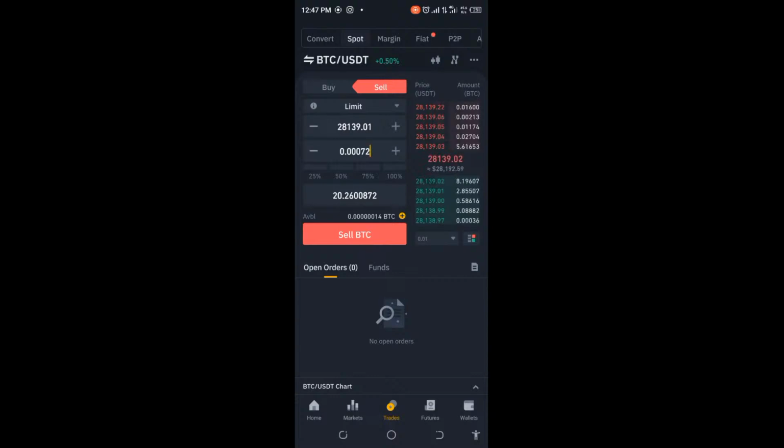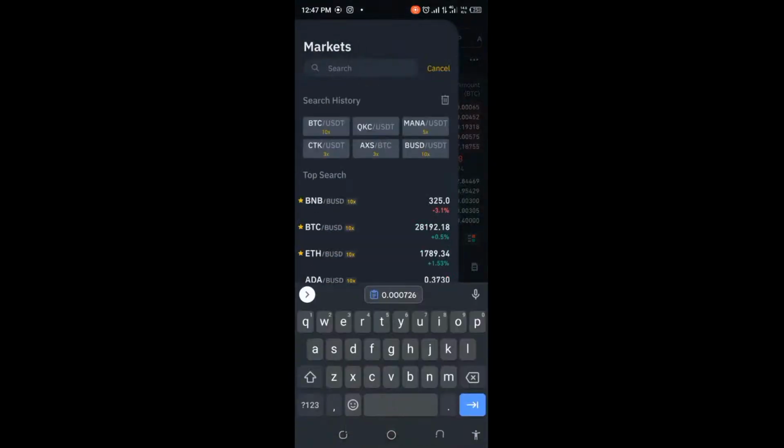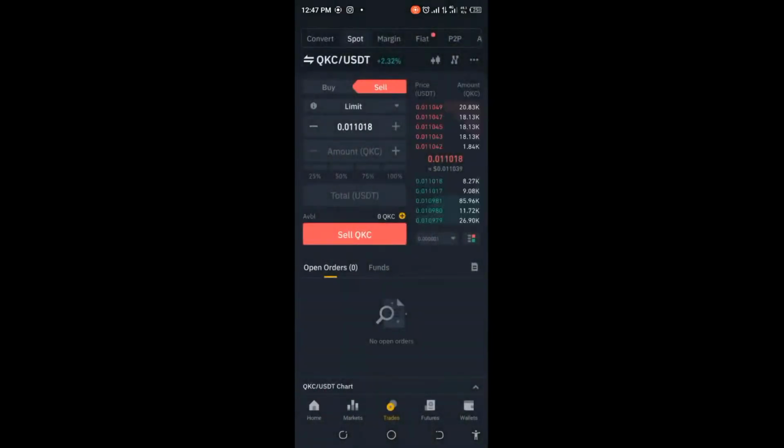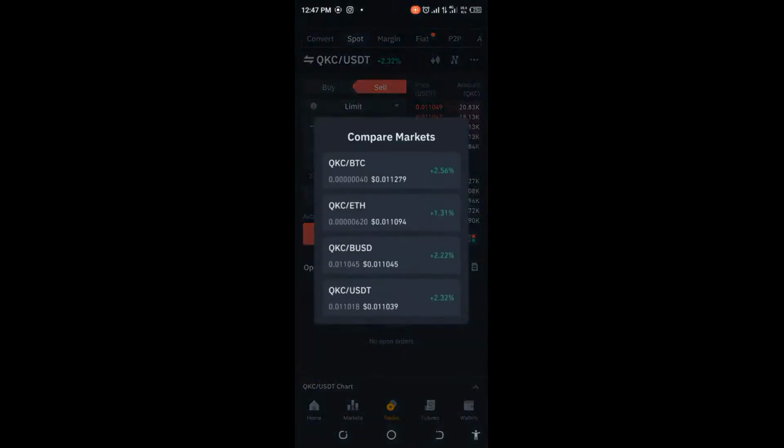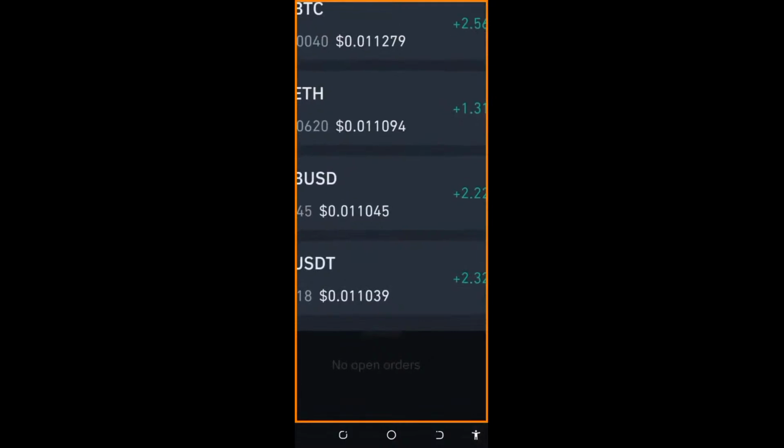This is a triangular arbitrage within Binance. So let's go ahead and do this. Are we ready? Let's hope that this is going to go through fast. Okay, so let's go straight to our QKC USDT. But before we go ahead, let's make sure that everything is still intact. So what do we have here?